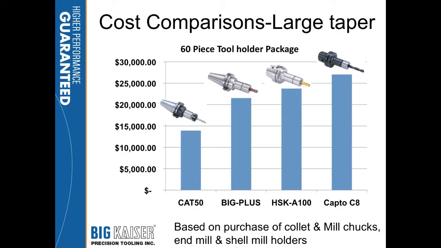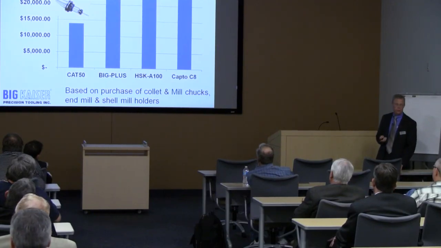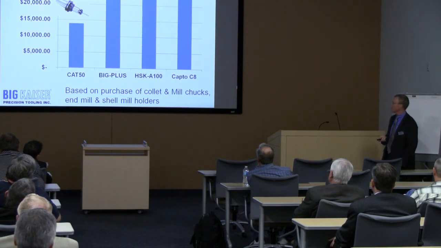Looking at a 50 taper, the results are nearly identical. A little bit higher in cost of the Big Plus compared to what's standard non-Big Plus tools, but a little bit less than a total HSK program and a little bit less than the Capto. So this would play into, again, mill turn machine with Capto, mill turn machine with HSK, or mill turn machine with Big Plus. They're all available for that interface.